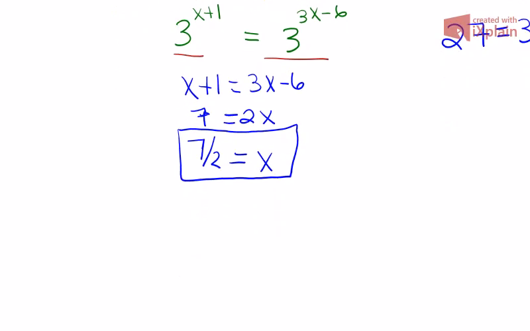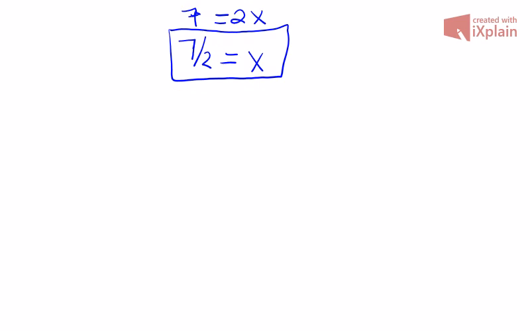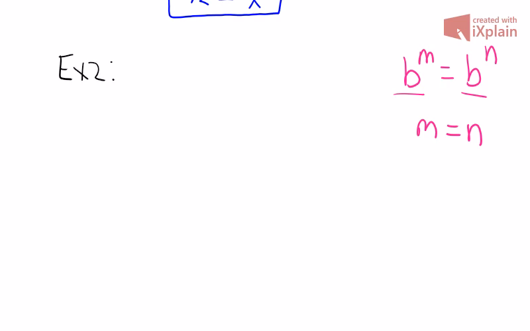Let's look at another example. We still want to use the property of b to the m equals b to the n so that we can set our exponents equal to each other. So we want to get that common base. So for this example, I'll call this example 2. Let's see, 3 to the 4x minus 1 equals 1/9 to the power of x plus 2.